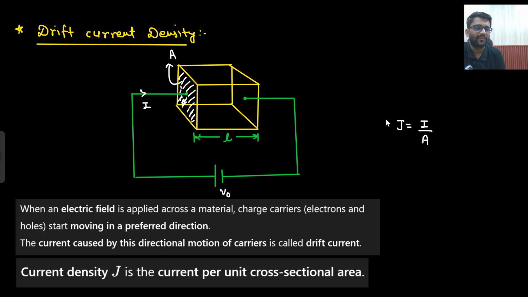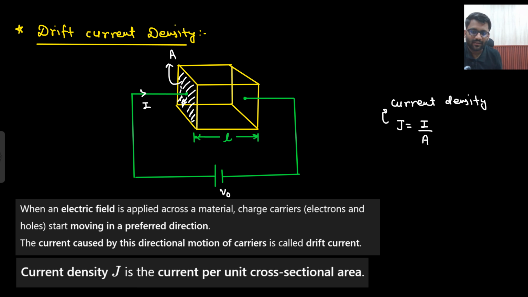So this is your current density, which is given by J, that is I by A, current per unit area. Current density J is the current per unit cross-section area. And the theory says that whenever an electric field is applied across a material, charge carriers, electrons or holes, will start moving in a preferred direction. The current caused by this directional motion of carriers is called drift current.